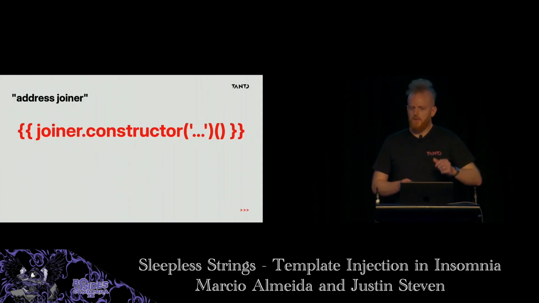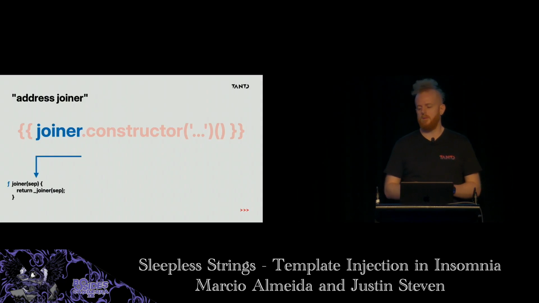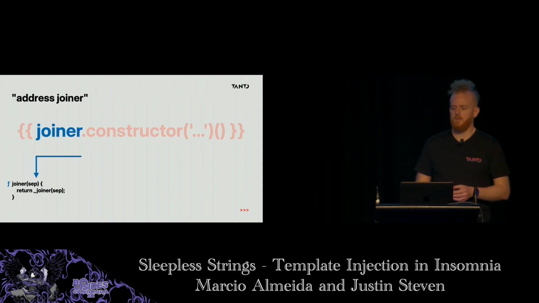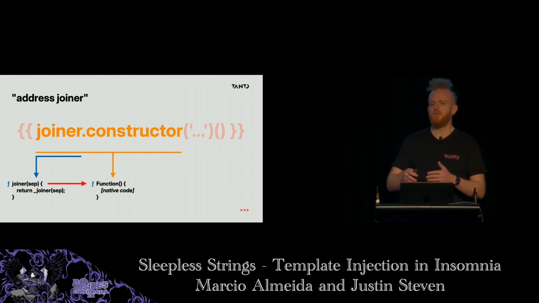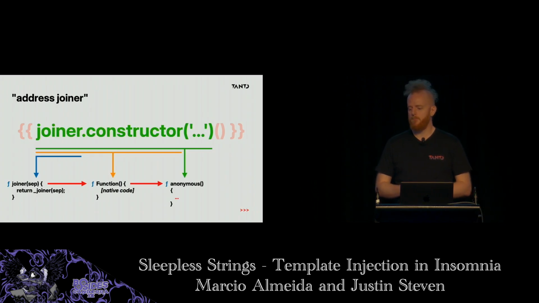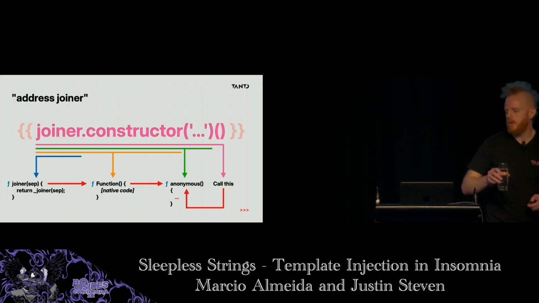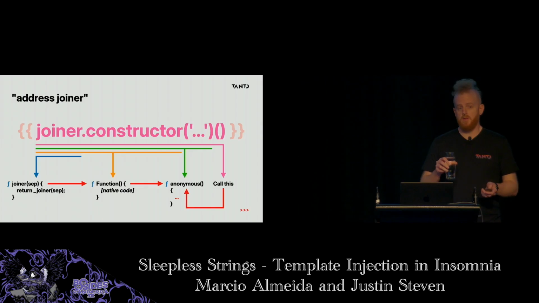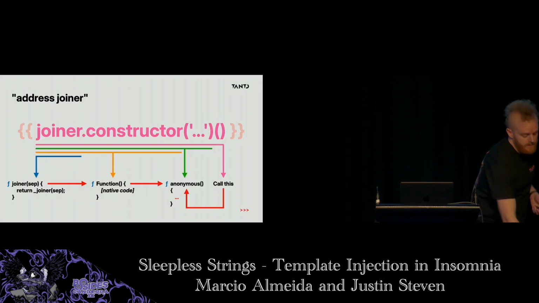And if we break down how this payload's been working so far, it starts off with joiner, which is a function in JavaScript. Everything in JavaScript is an object, and objects have things called constructors, and the constructor of a function is the function. It's the function building function. So we then call that with an arbitrary string, which produces the anonymous function, and we then call that function. So that's how that chain's been working so far.